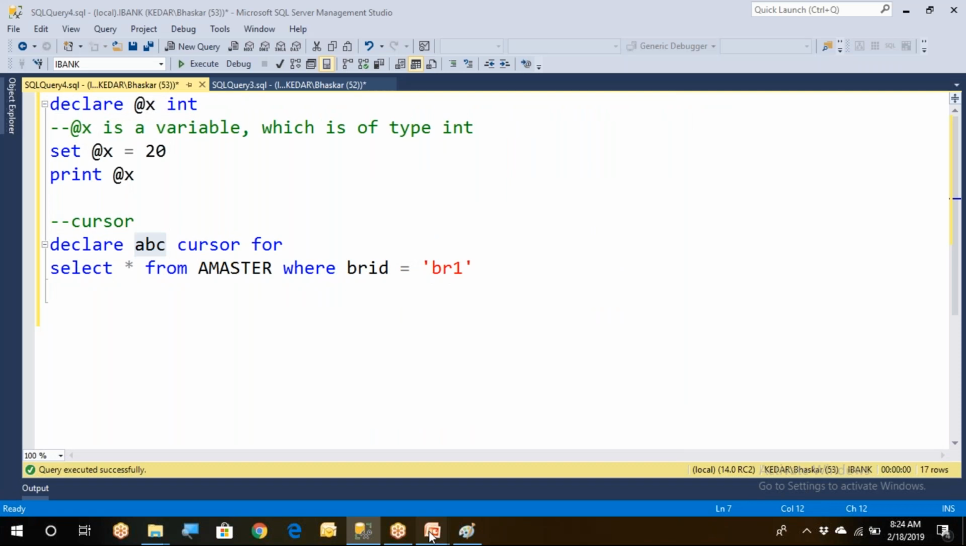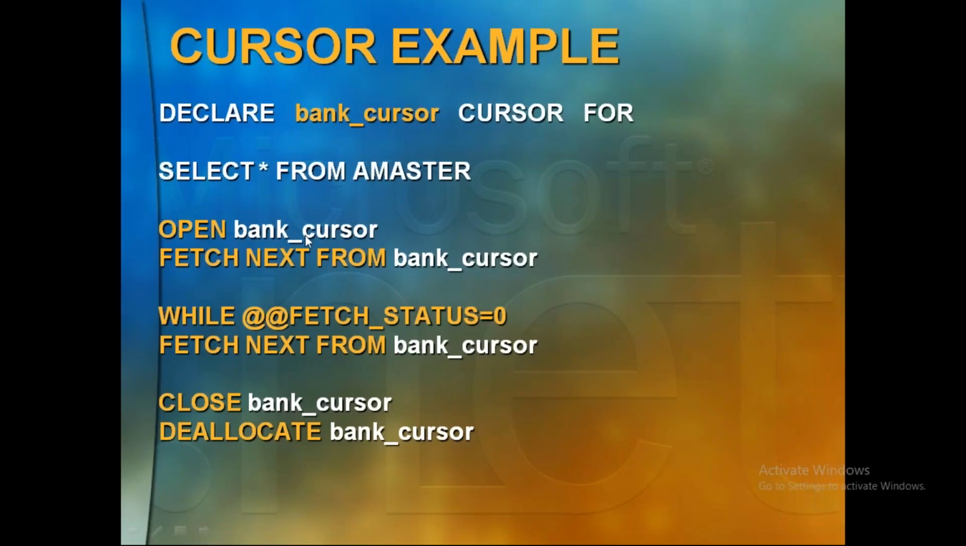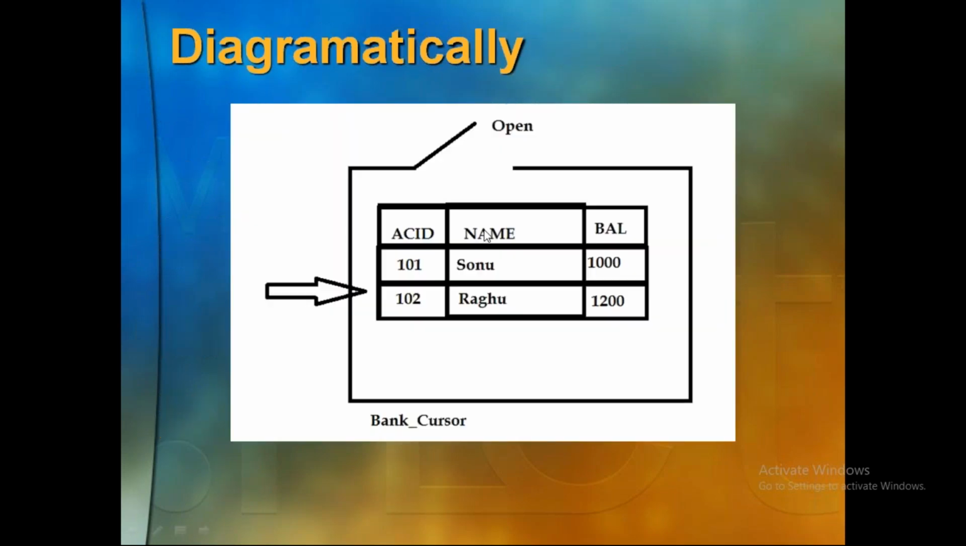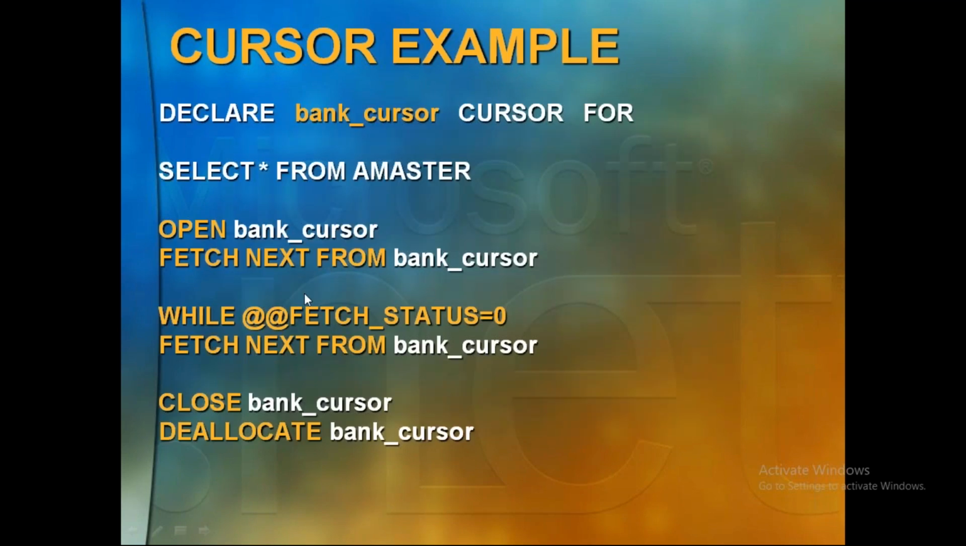what are we going to do after opening the cursor? FETCH NEXT FROM bank cursor. That means read the first row. So it is going to be reading the first row from this cursor. So where is the cursor? It is available in the temp DB. You are opening, you read the first row. Fetch next, you are going to be reading the next row. Fetch next, you are going to be reading the next row. You can do a fetch next operation from the bank cursor.